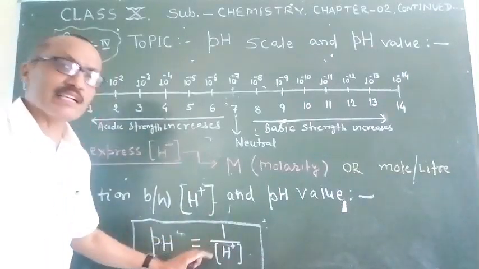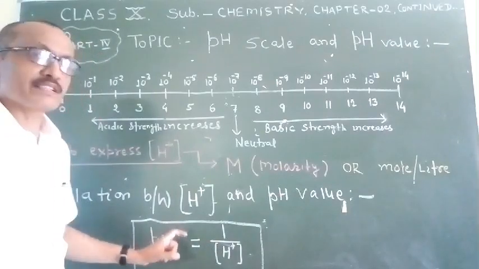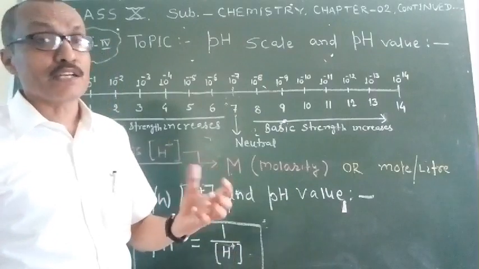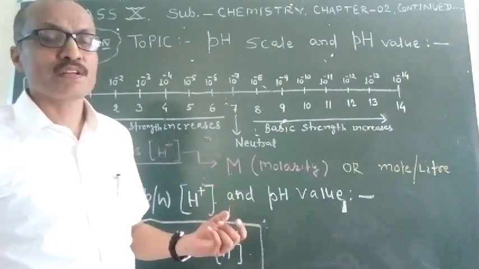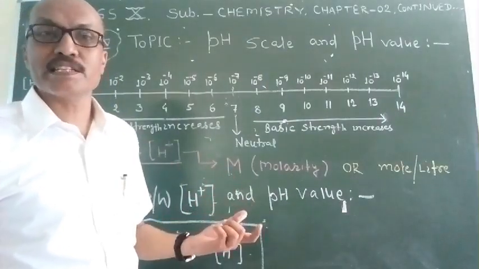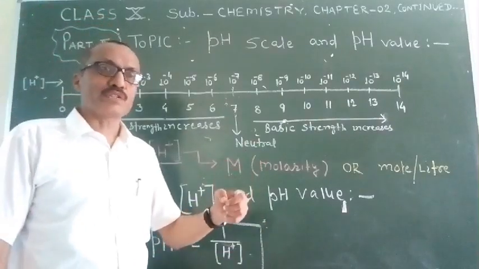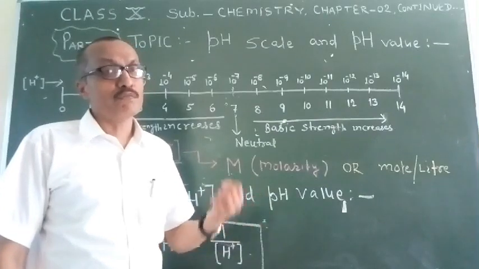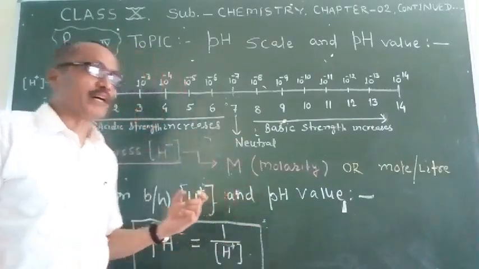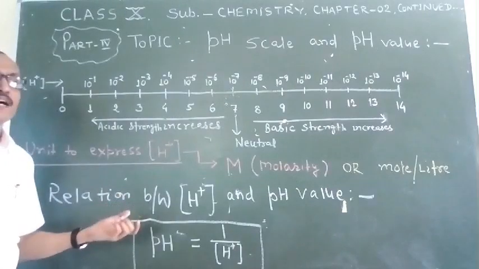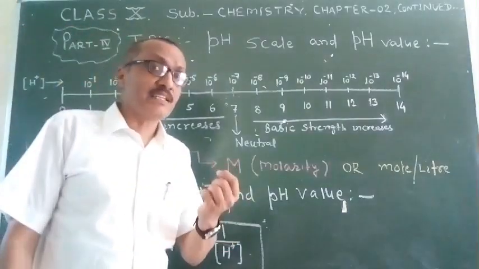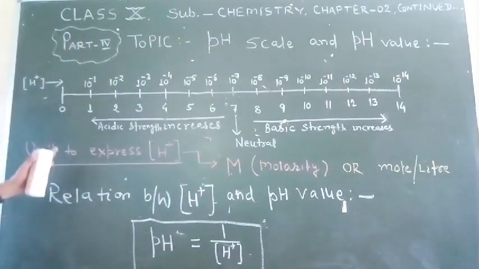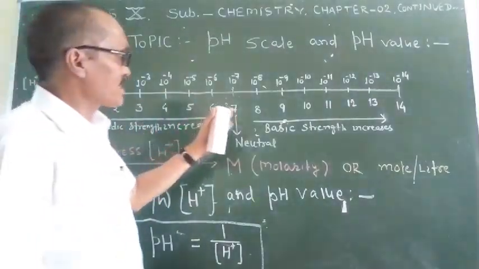What does this relation tell us? This relation tells us if hydrogen ion concentration in a solution increases, the pH will decrease. And if hydrogen ion concentration in a solution decreases, the pH will increase. So keep in mind, relation between pH and hydrogen ion concentration is inversely proportional. Okay? Now, students, let me say about this scale.